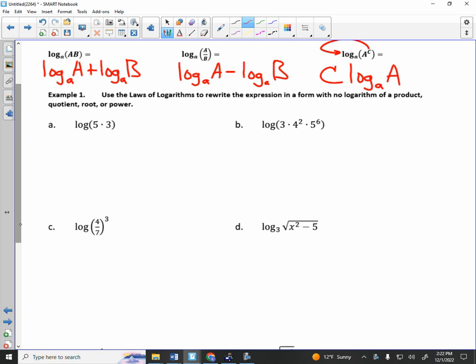Do a couple basic problems and a couple that are more challenging. It says use the laws of logarithms to rewrite these expressions. We don't want a product. We do not want a quotient. We do not want a root. We do not want a power. So right now you have a product. Here you have a product and a power. Here you have a quotient and a power. We don't want those existing. So I can simply take this and rewrite it as log of 5. Anybody know what I do after that? Plus the log of 3. That's it.